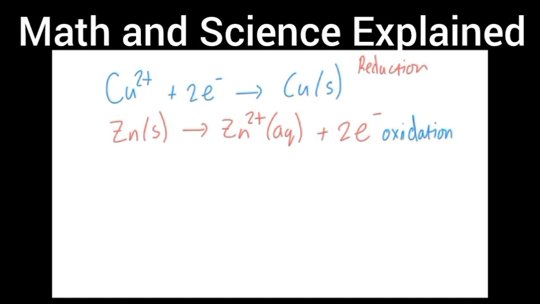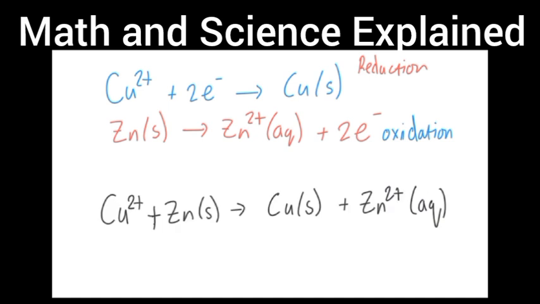We have two reactions over here, one being the reduction and the other one being the oxidation. Please remember the acronym OIL RIG, which will help you identify which reaction is which. So the copper reaction is going to be the reduction because it is gaining electrons, and the zinc will then be oxidation because it is losing. This leads us to this overall reaction.